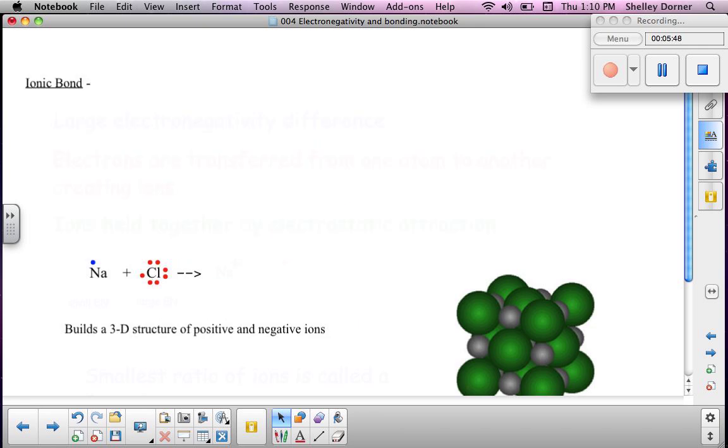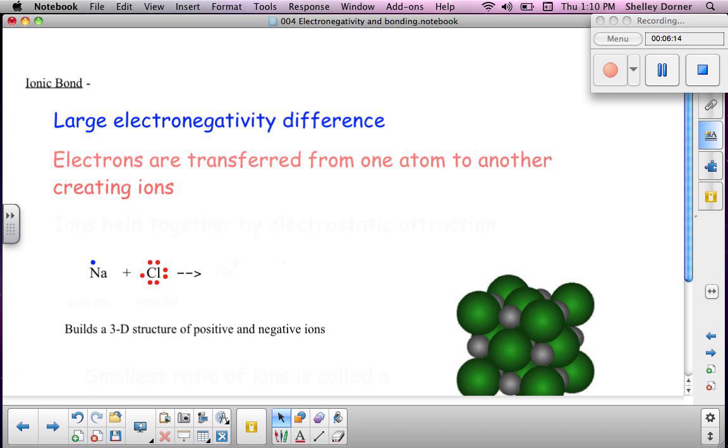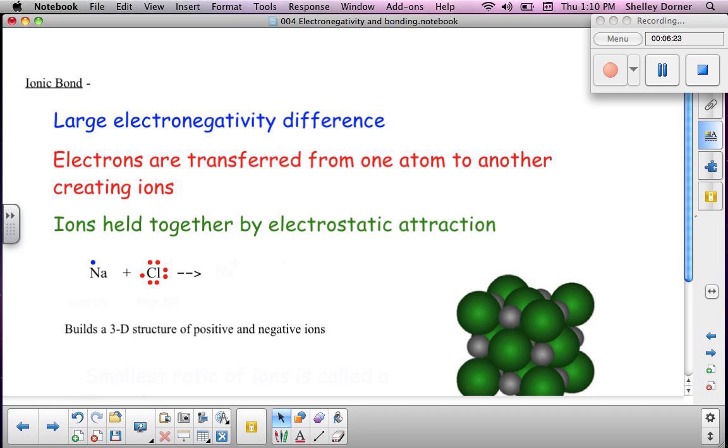Ionic bonds are simply a very extreme case of polar bonds where the electronegativity difference between the atoms is so large that the unequal sharing of electrons essentially is best described as a transfer of electrons from one atom to another. Ionic bonds are characterized by a very large electronegativity difference between the atoms, such that electrons are transferred from one atom to another, creating ions. And the bond that holds these ions together is the electrostatic attraction between positive and negative ions.